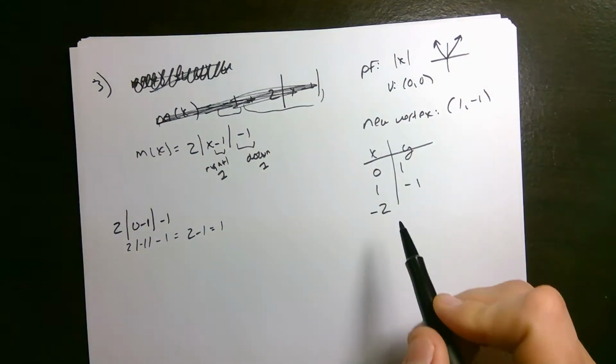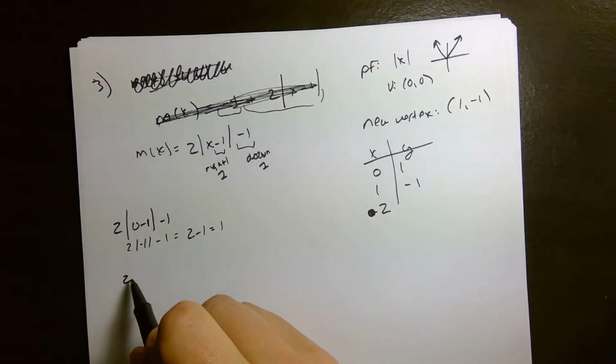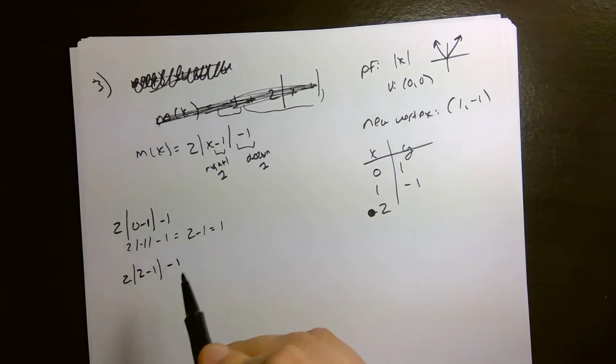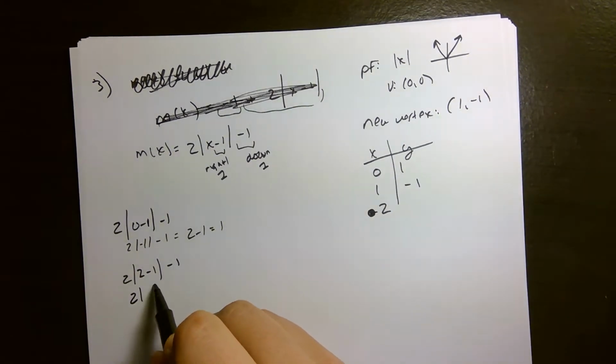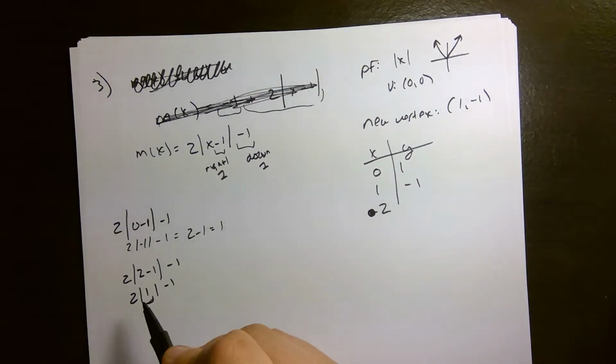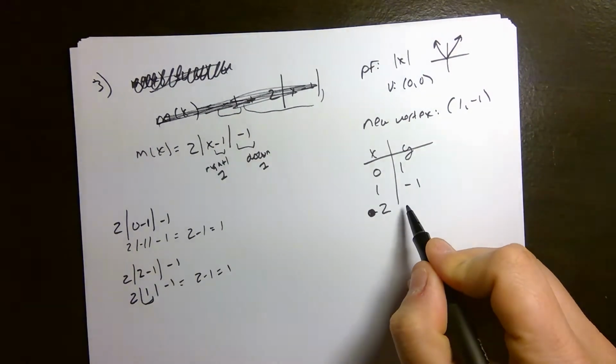I'm going to do the same thing, but I'm going to put this 2 into the absolute value brackets. So I'm going to have the number 2 times the absolute value of 2 minus 1 with a minus 1 on the outside. And then, of course, I know that the 2 minus 1 is just 1. And the absolute value of 1 is just 1. And so that's going to give me another 2 minus 1, 1. Whew, lots of 1s here.